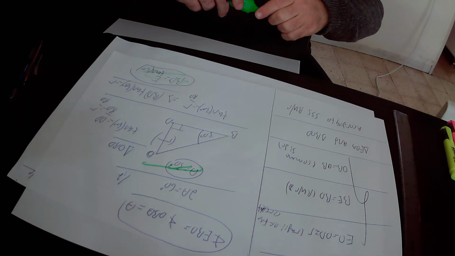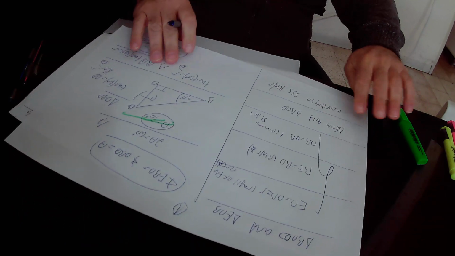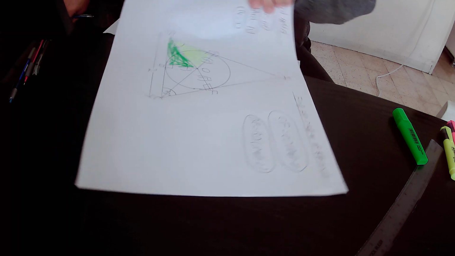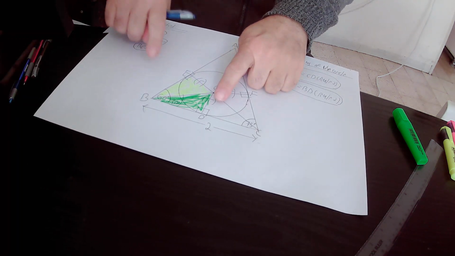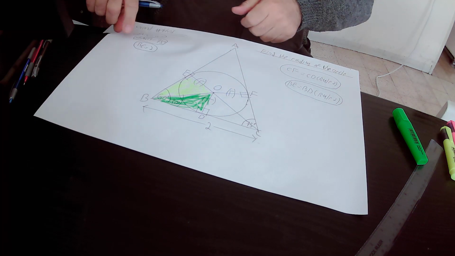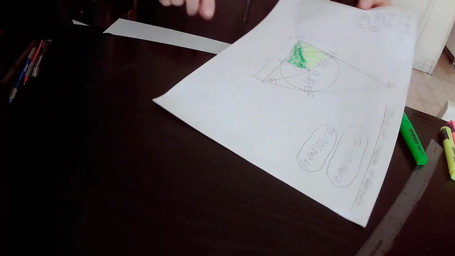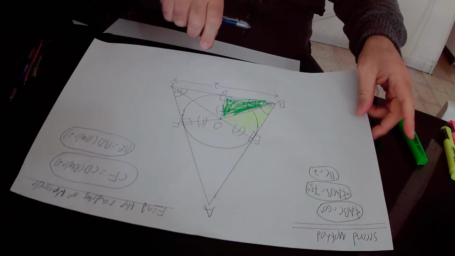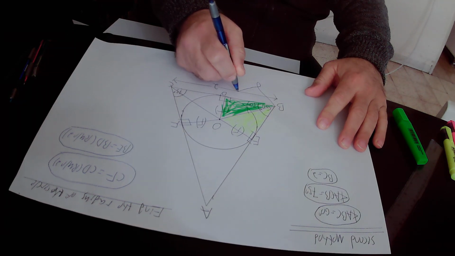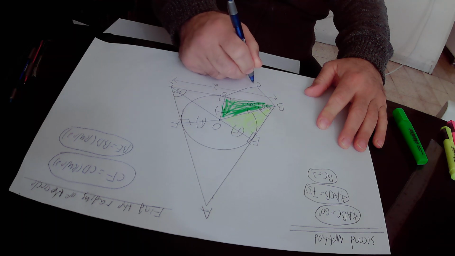So actually this line segment BD equals R over tangent 30 degrees. So write it down. BD equals R over tangent 30 degrees.